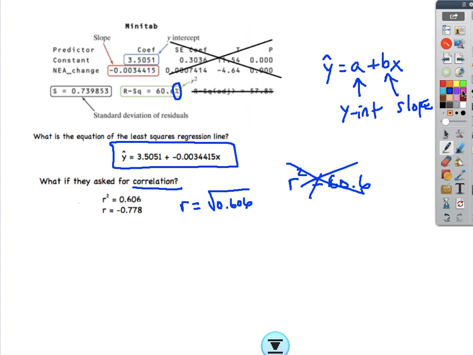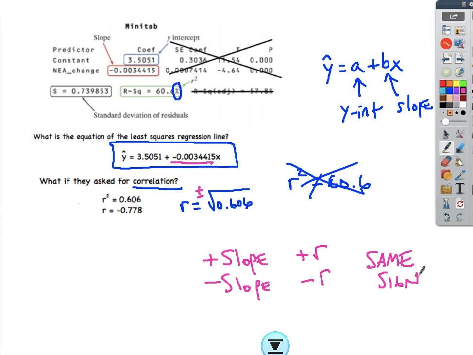Now remember, whenever you take the square root of something, technically it could be a positive or a negative. So what you have to check is the slope. Whatever the slope is, positive or negative, that'll be the same thing as correlation. So if you have a positive slope, you will have a positive correlation. If you have a negative slope, you're going to have a negative correlation. That does not mean they're the same value, it just means they share the same sign. So in this particular problem, the R, the correlation, is negative because the slope is negative.